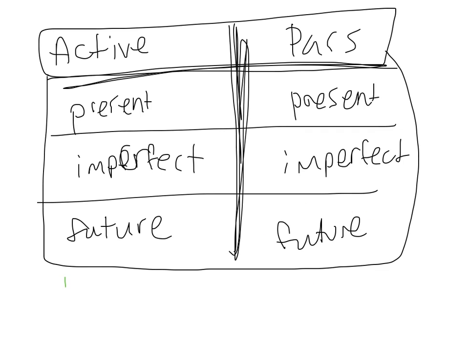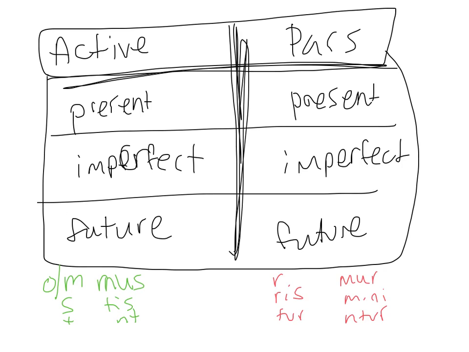So over here on the active side, that's your o or m, s, t, mus, tis, nt. And then on the passive side, it's our new ones: or, ris, tur, mur, mini, ntur. And in the present, you're not adding anything special. In the imperfect, for all of them, you're adding ba. For the future, you're either doing bo, bi, bu, or you're doing a and e. So that should kind of help you as you're thinking about your charts. If you get stuck, you can always use the appendix in your book. Thank you.